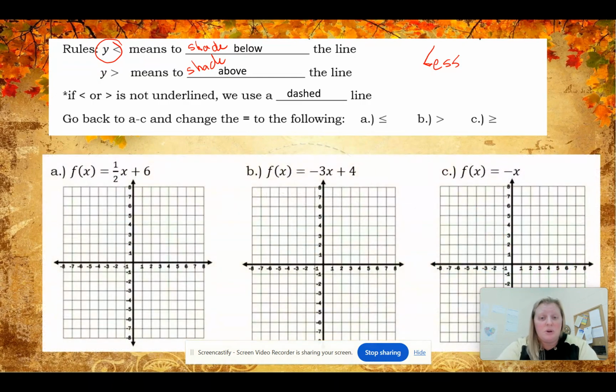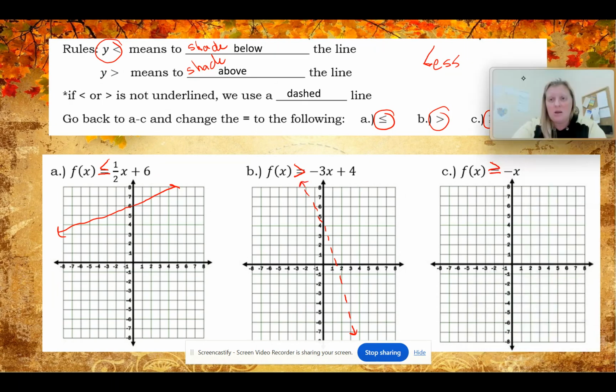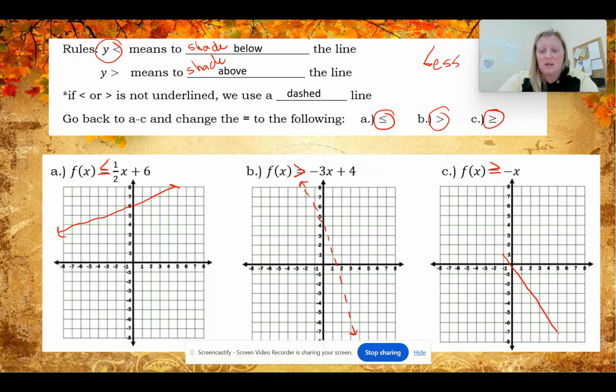So what I want you to do is we're going to go back to A through C, and I just want to change this equal sign for A into the less than or equal to sign. We're going to change B into the greater than symbol, and we're going to change C into the greater or equal to symbol. Now you'll notice your lines are not going to change. The only thing that you're going to have to do is, because letter B is not underlined, you're going to have to make this into a dashed line. So that's where you just take your pencil and just erase sections of the line, make it look dashed. And then this line right here is going to stay the same, so a nice solid line.